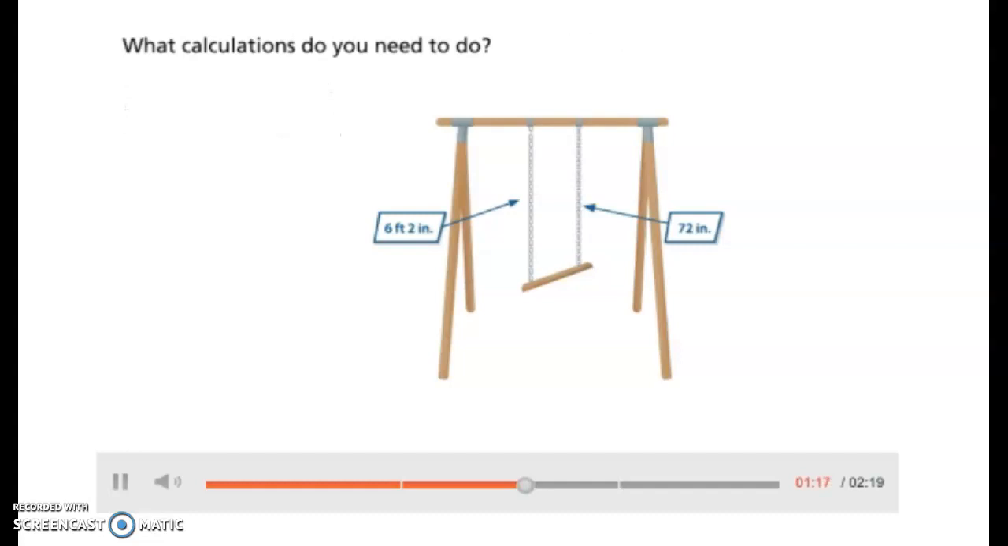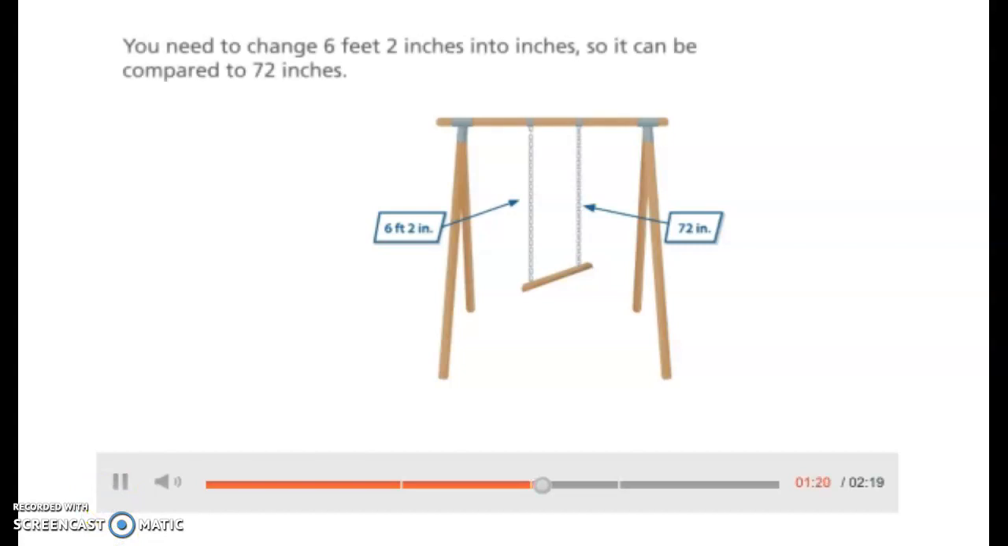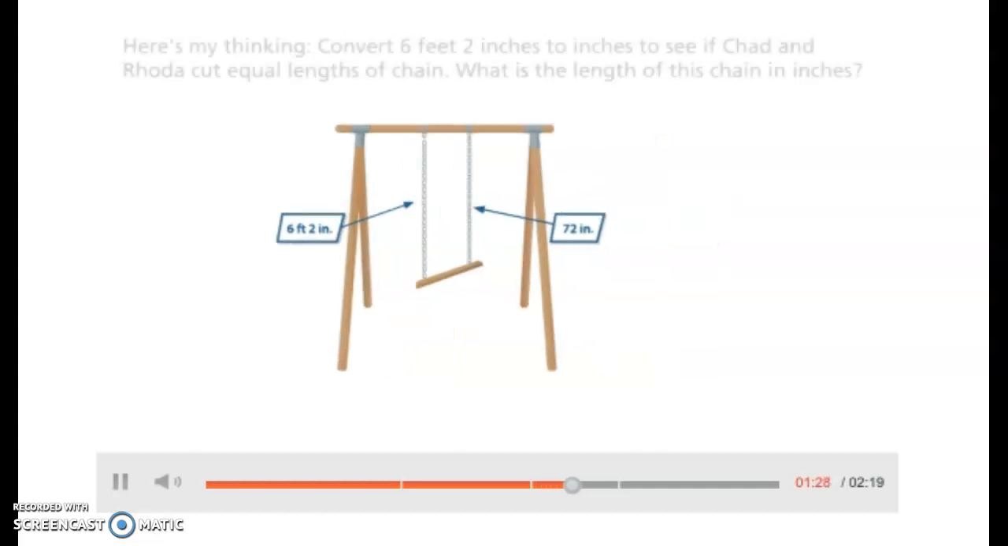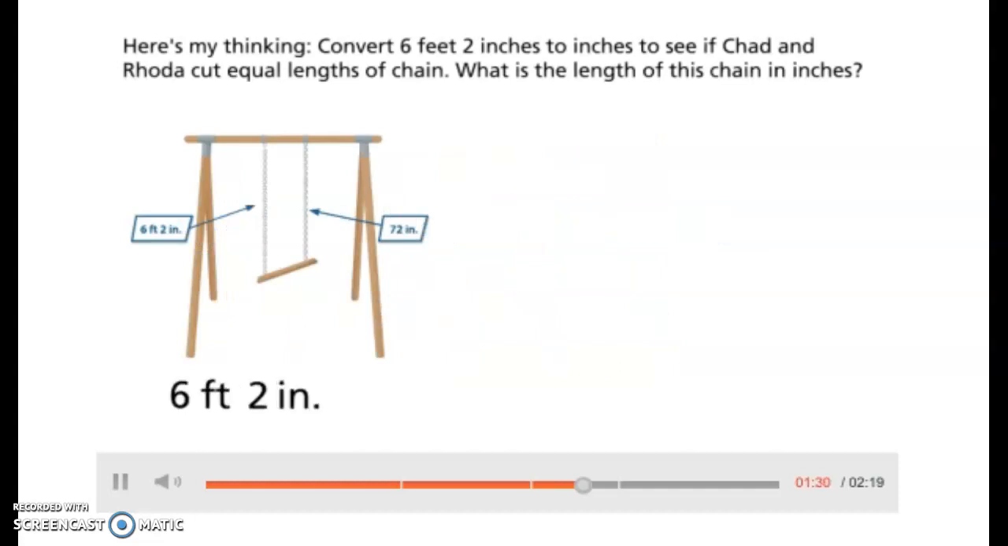What calculations do you need to do? You need to change 6 feet 2 inches into inches, so it can be compared to 72 inches. Here's my thinking. Convert 6 feet 2 inches to inches to see if Chad and Rhoda cut equal lengths of chain. What is the length of this chain in inches?